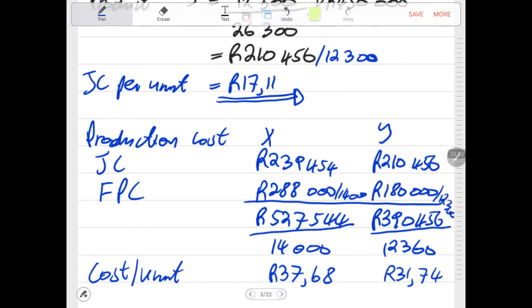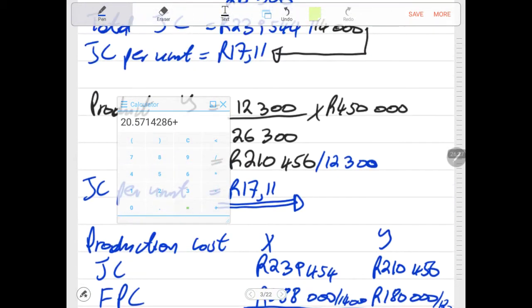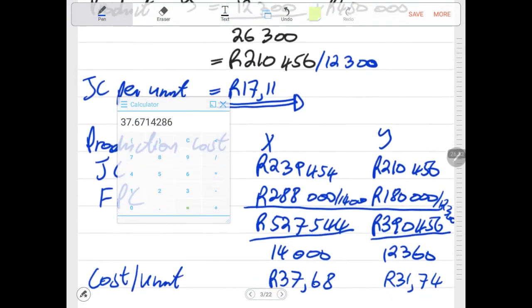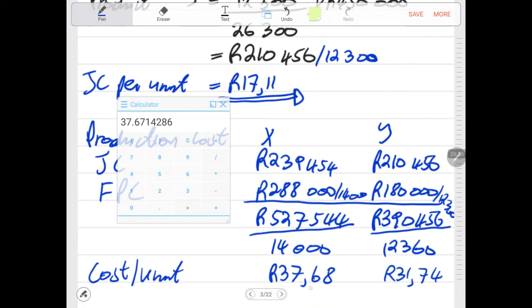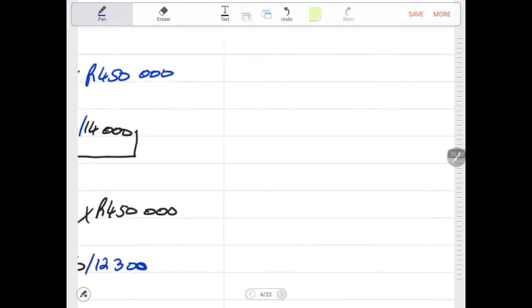Therefore now whatever figure we'll get, let me just verify that for you. We could have said 288,000 divided by 14,000 units. We get 20 rand 57 cents, which is the further processing cost per unit, plus the joint cost per unit of product X, 17 rand 10 cents. We get the same 37 rand 68, which is 67 just due to rounding off. So that could give us the same answer, to be honest, even if we calculated the further processing cost per unit and added it to the joint cost per unit. It was still going to give us the same cost per unit.